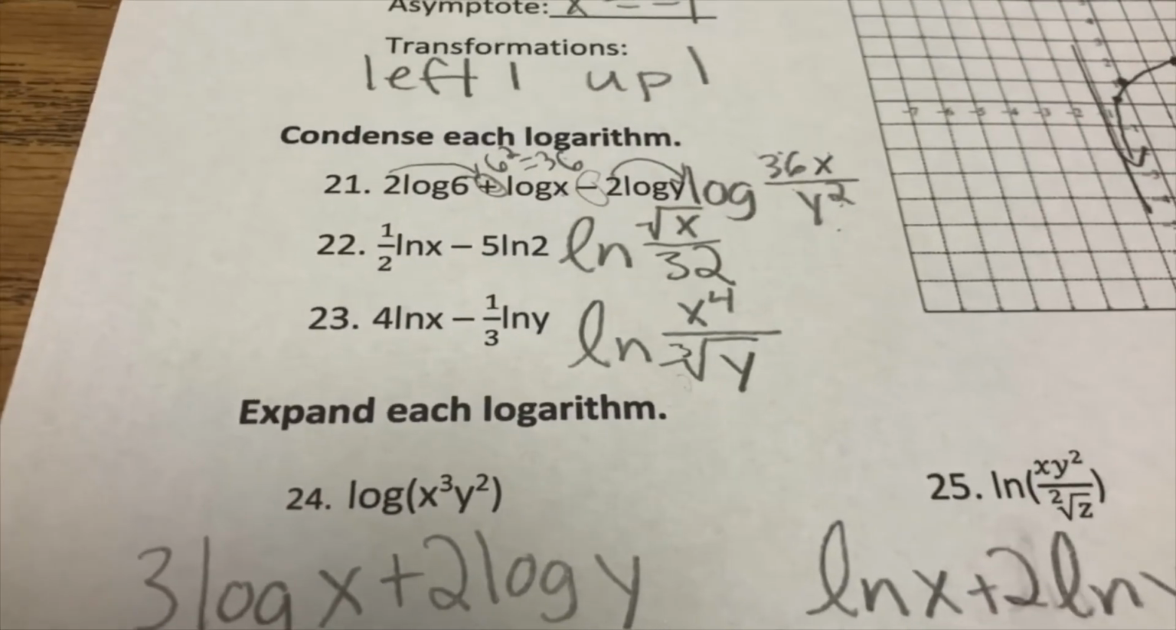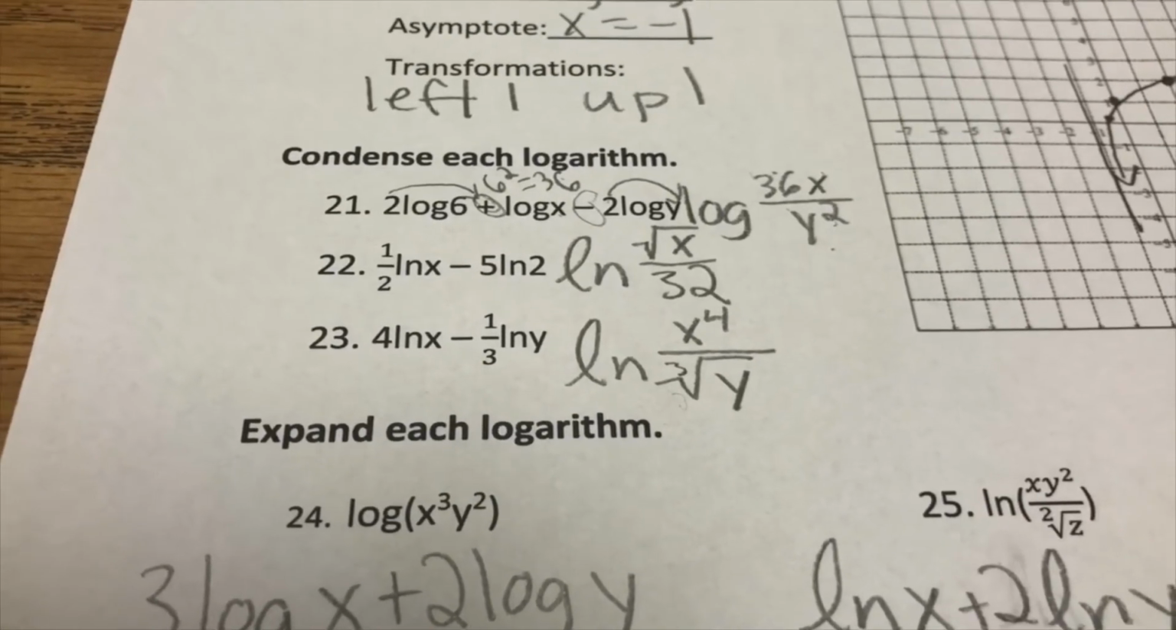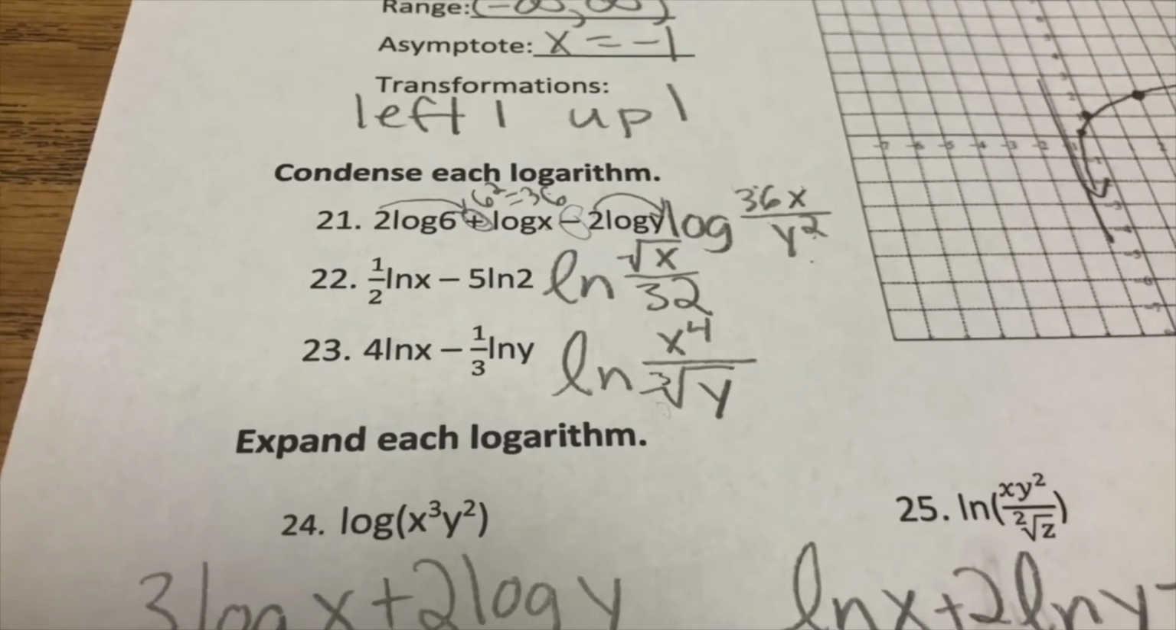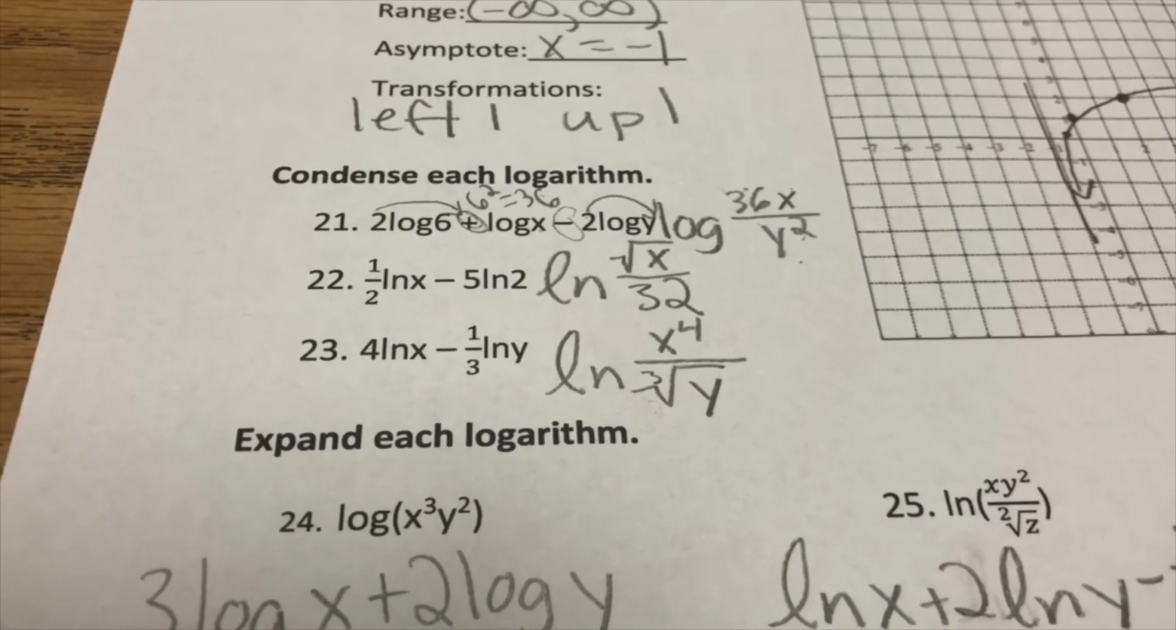Very similar with 22 and 23. Make sure you get rid of all of the coefficients. All of the coefficients should turn into exponents.